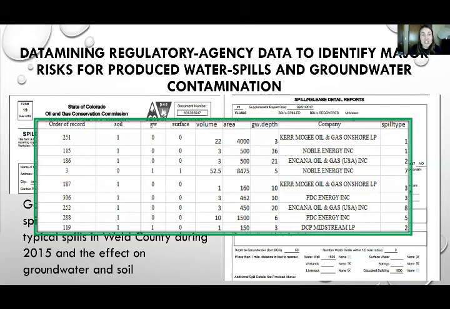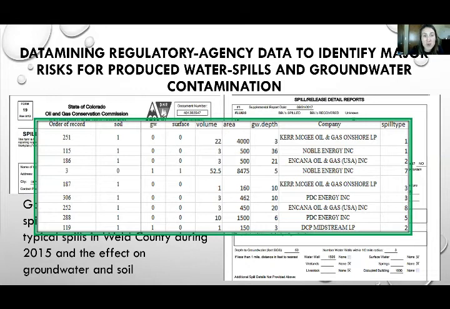And here is a spreadsheet of just some of the data I collected. So you can see here I have soil and GW, that stands for groundwater. So this is saying if groundwater was or was not affected. And so 1 means yes, groundwater was affected. 0 means that no, it was not affected.